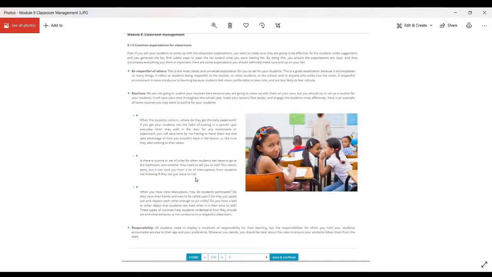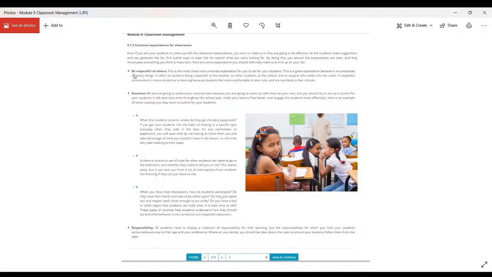The second subpart is about common expectations for the classroom. So even if you ask your students to come up with classroom expectations, you want to make sure that they are going to be effective. As the students make suggestions and you generate the list, find subtle ways to steer the list toward what you are looking for. By doing this, you ensure the expectations are clear and they encompass everything you think is important. Here are some expectations you should definitely make sure end up on your list.